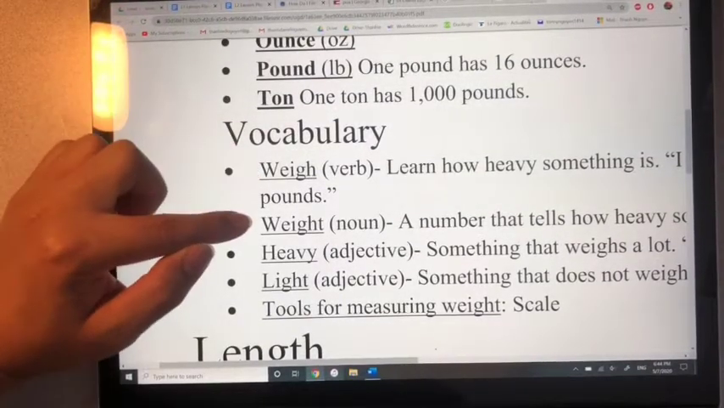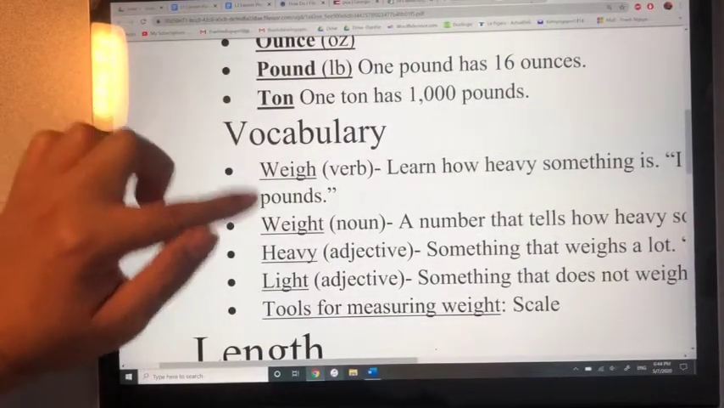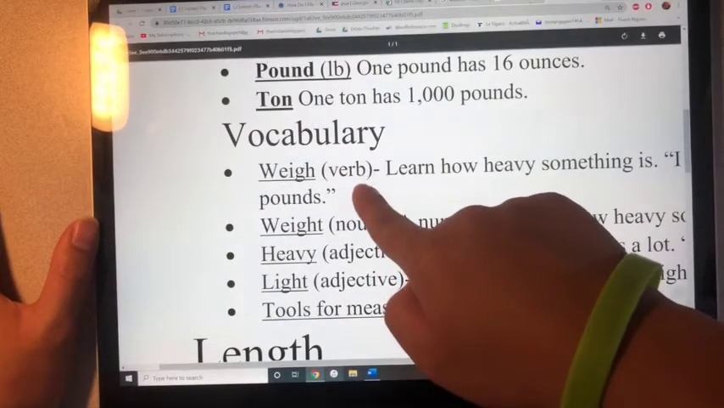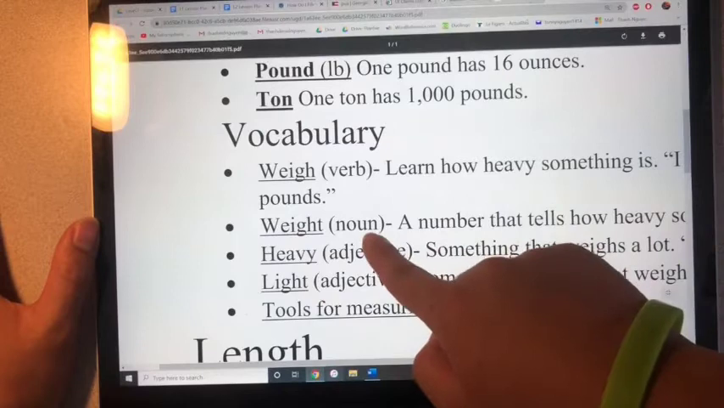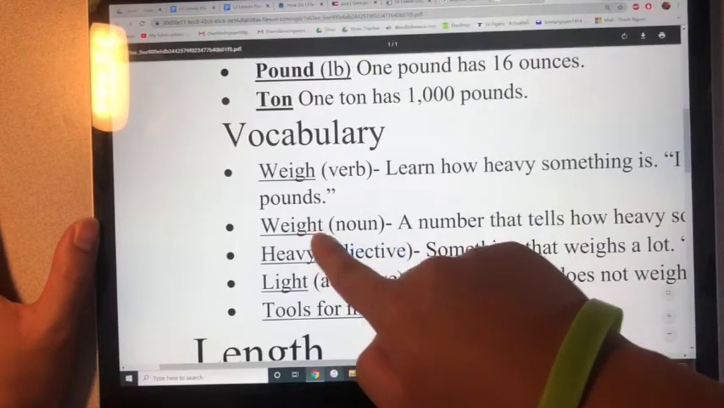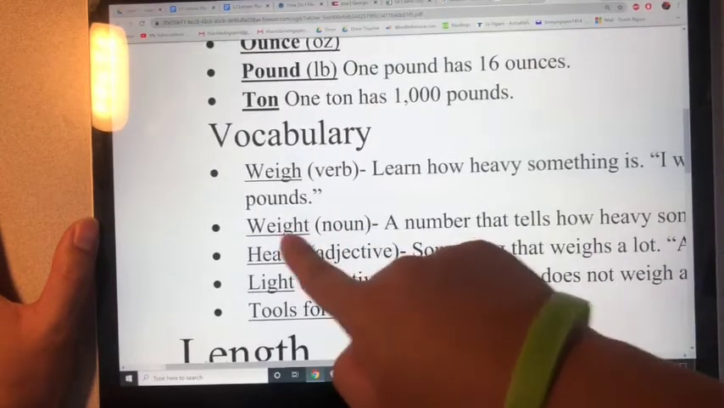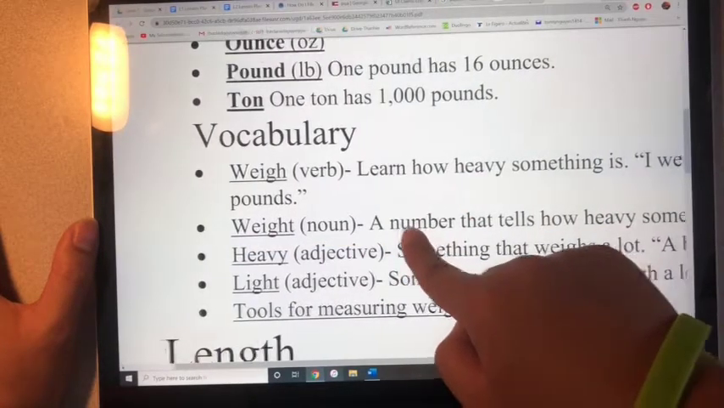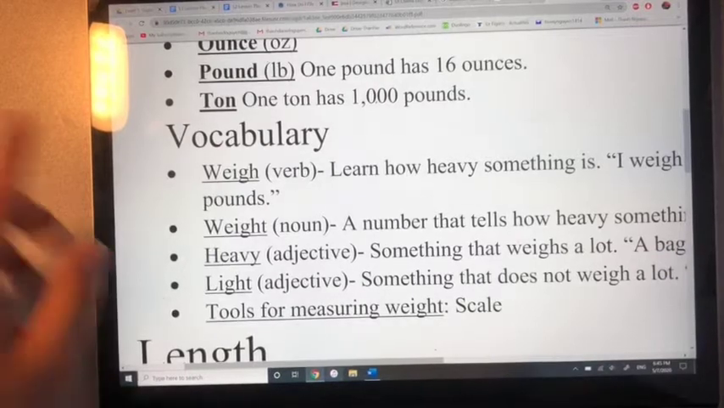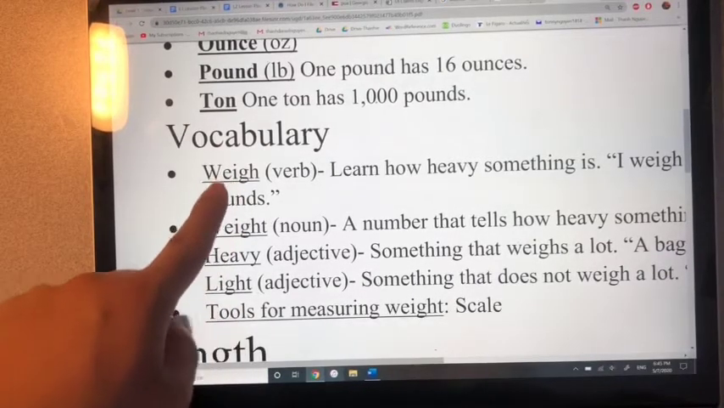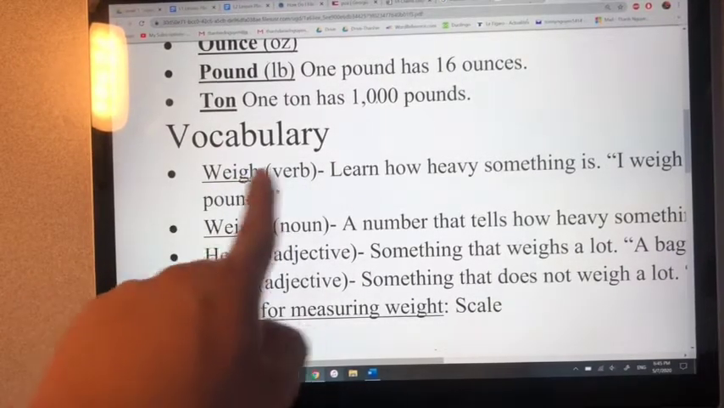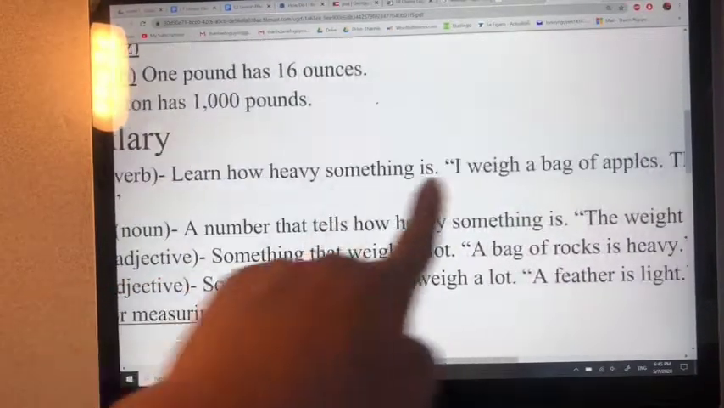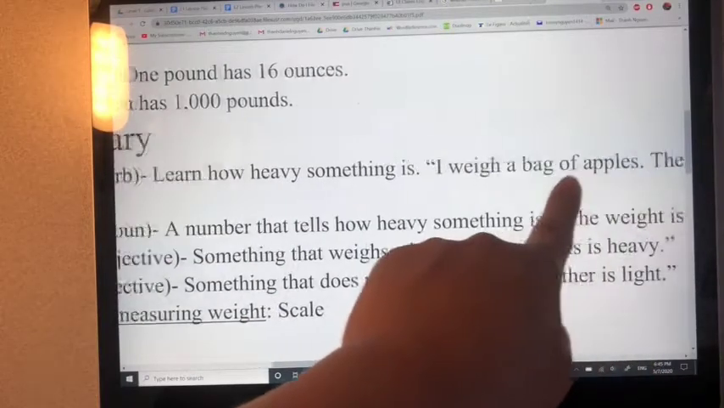Now, weigh and weight. I know a lot of you have questions about these two words. Weigh is a verb. It's always a verb. Weight is a noun. It's always an object. The weight is always a number, and it tells you how heavy something is. Weigh is an action. So weigh is we measure how heavy something is. So we can say, I weigh a bag of apples.